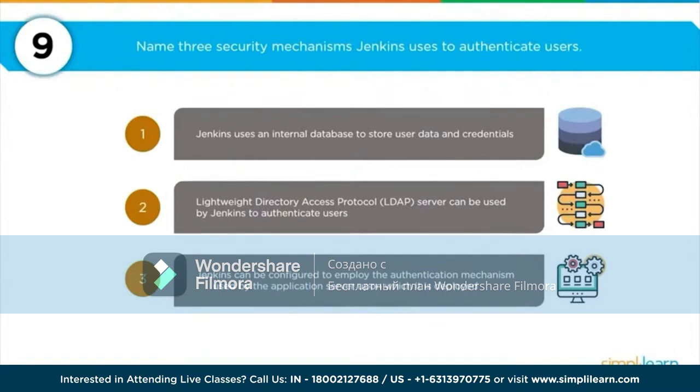to provide are: A, Jenkins has its own internal database that uses secured user data and user credentials. B, you can use an LDAP, or Lightweight Directory Access Protocol, server to authenticate Jenkins users. Or C, you can configure Jenkins to authenticate by using something such as OAuth, which is a more modern method of authenticating users.